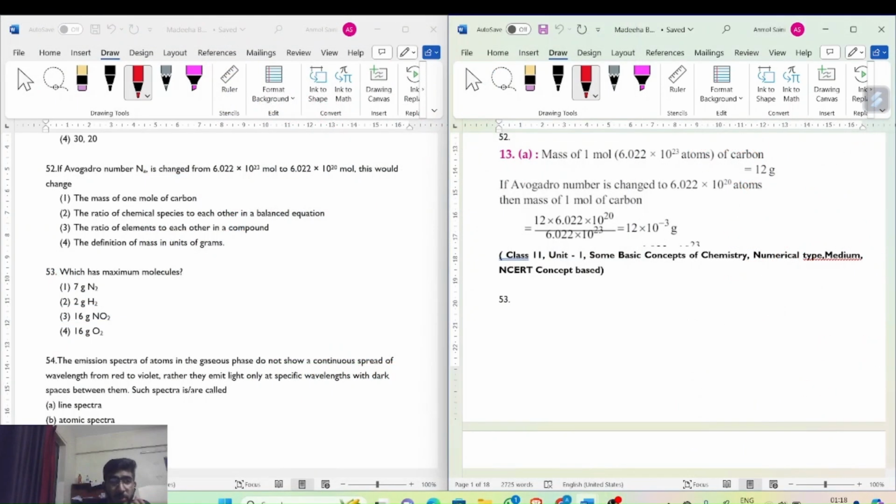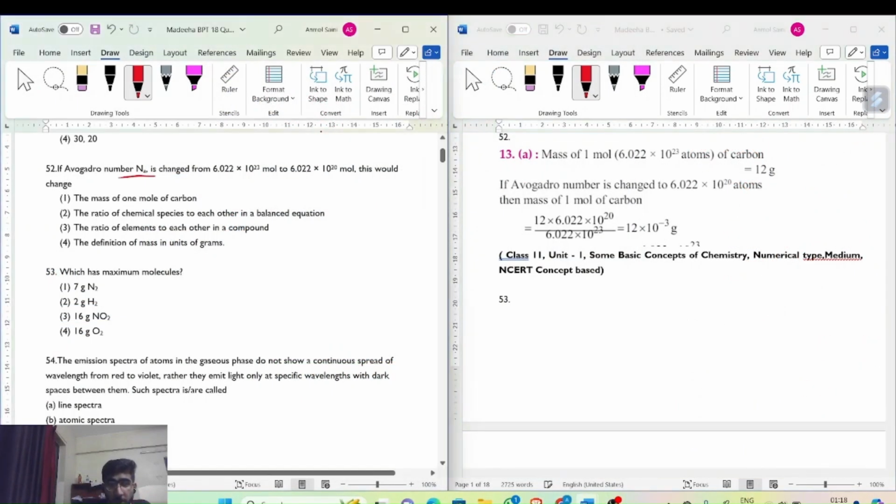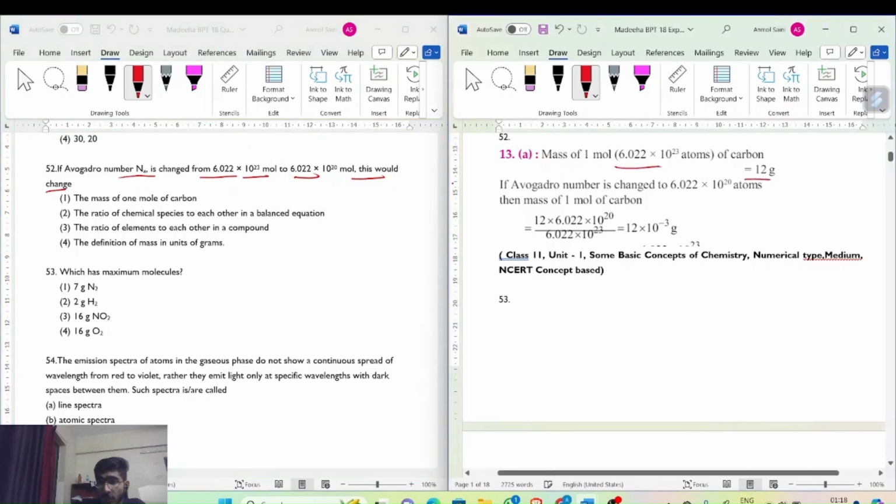Question number 52. If the Avogadro number NA is changed from 6.022 into 10 raised to power 23 per mole to 6.022 into 10 to the power 20 per mole, what would change? There are four options. First, the mass of 1 mole of carbon. We know the mass of 1 mole of carbon is 12 gram.